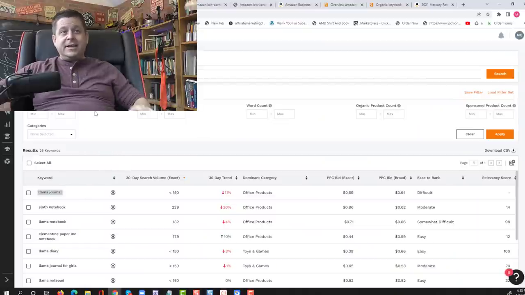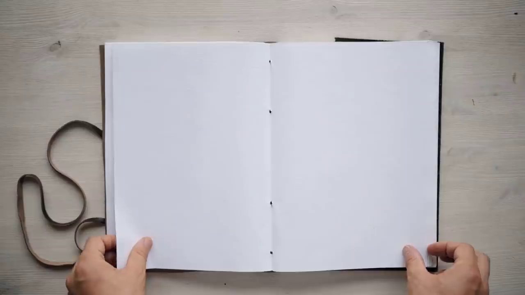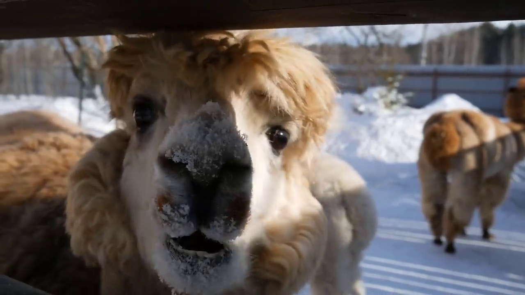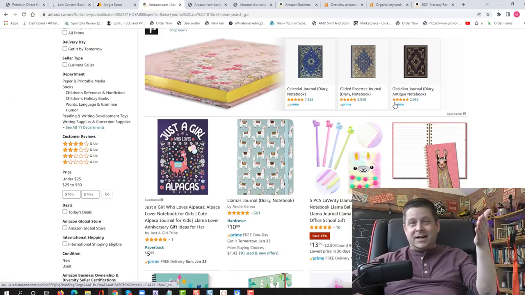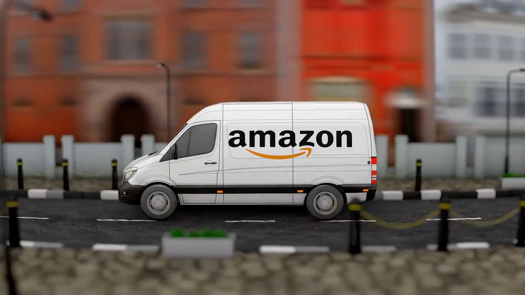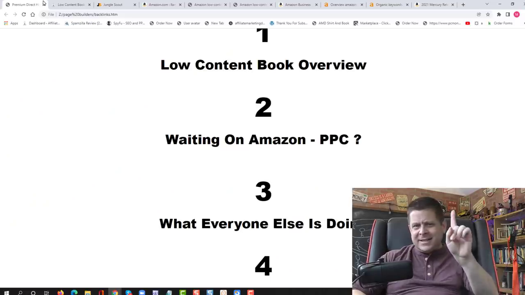They search for something like llama journal. Then they go to Amazon, find a blank paper book, slap a picture of a llama on the book, list it on Amazon like this, and when someone orders, Amazon prints and sends the book and gives you a check. Seems pretty easy, right? Only the secret to making this work is in finding the right niche.